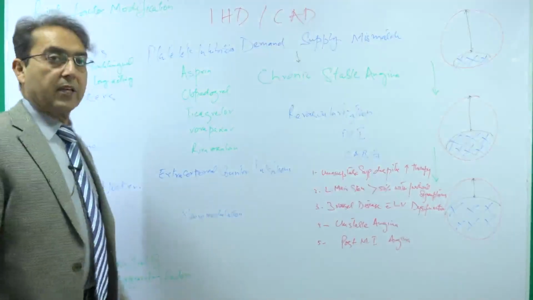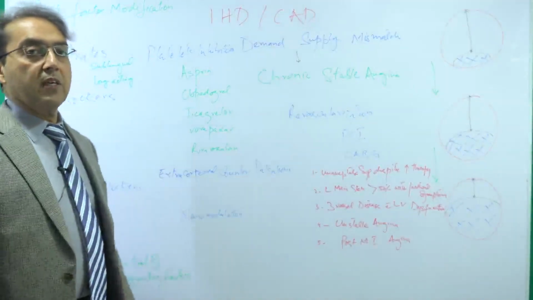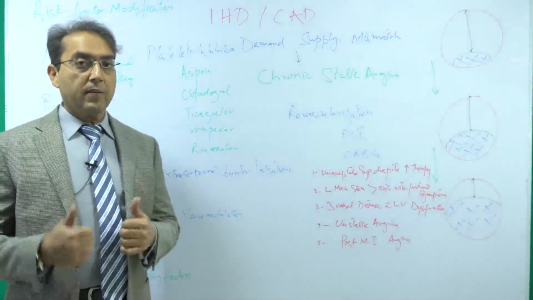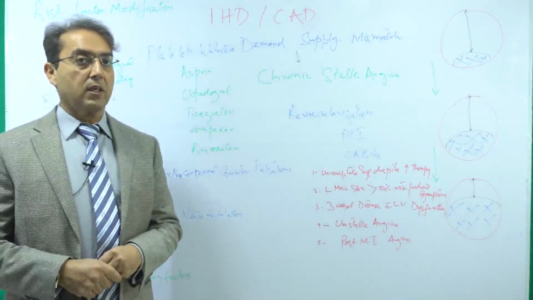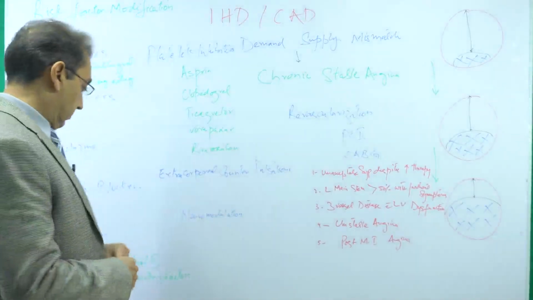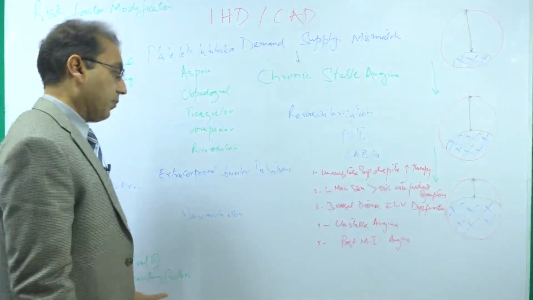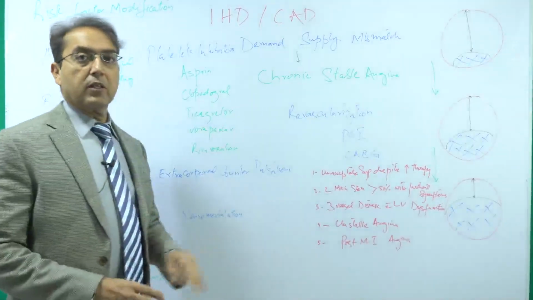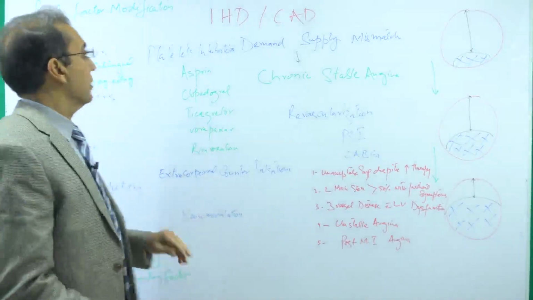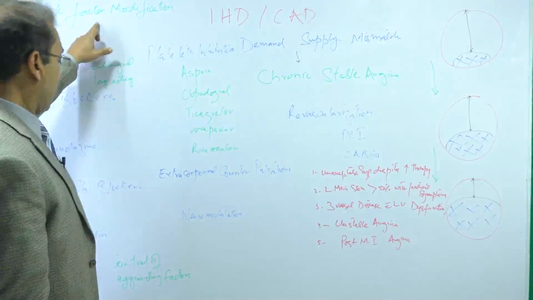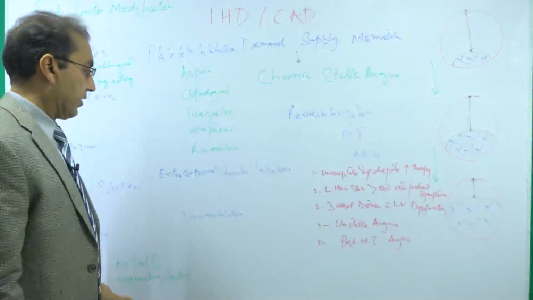aggravating factors. Anemia can be addressed. If the patient is anemic, find out the reason for anemia and, if possible, correct it. Otherwise, the patient can be given supplemental transfusions. Thyroid problem, if it is there, can be controlled very effectively with drugs. So the first thing is that we should go for risk factor modification and control of aggravating factors.